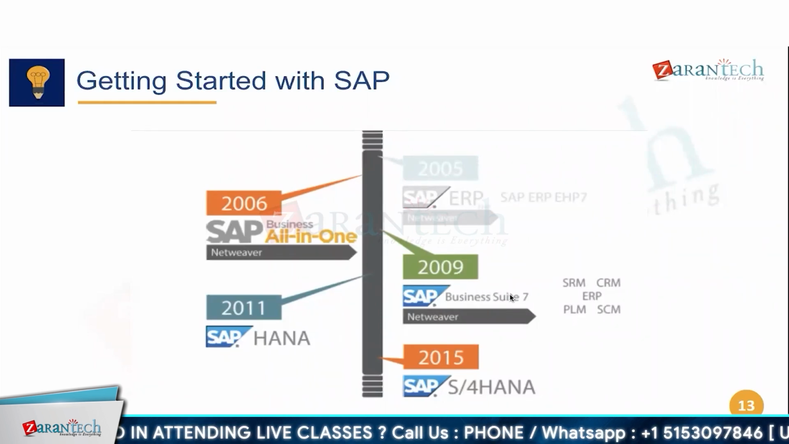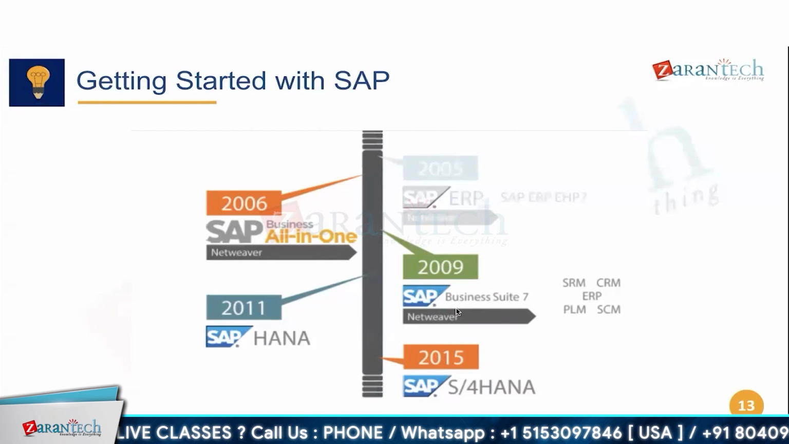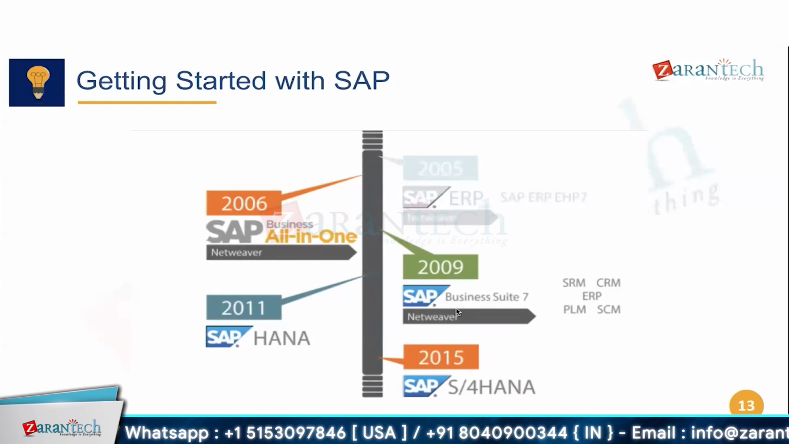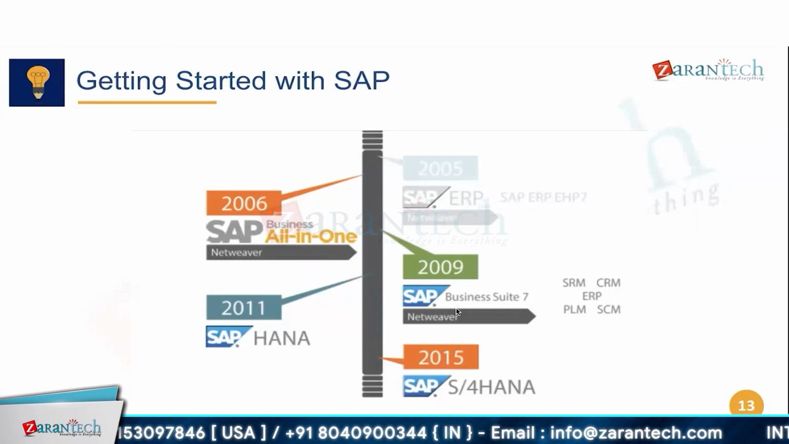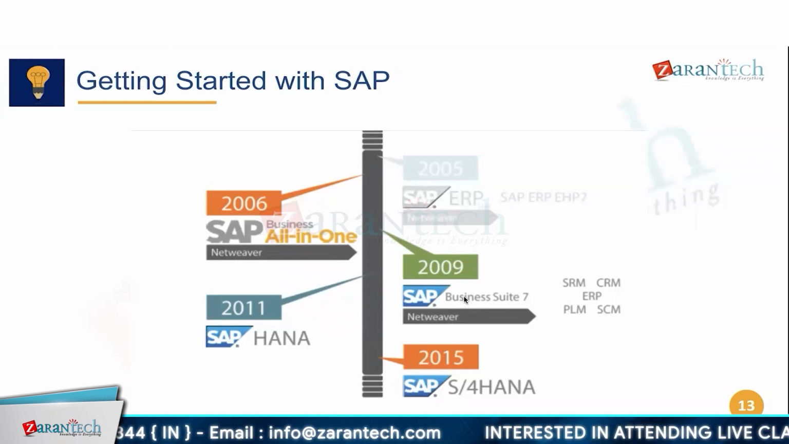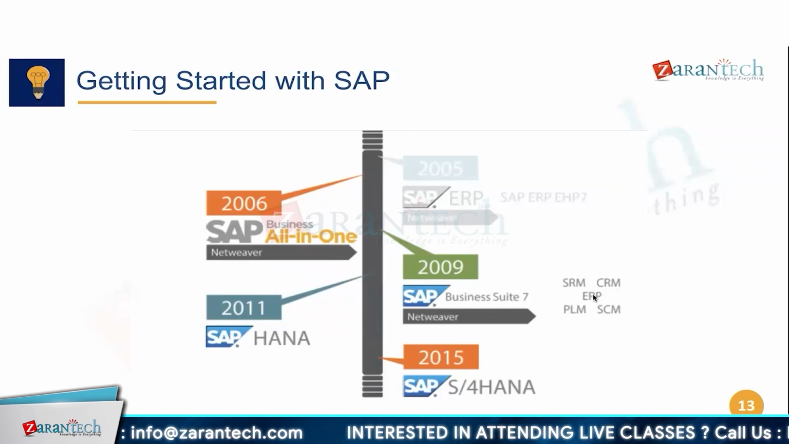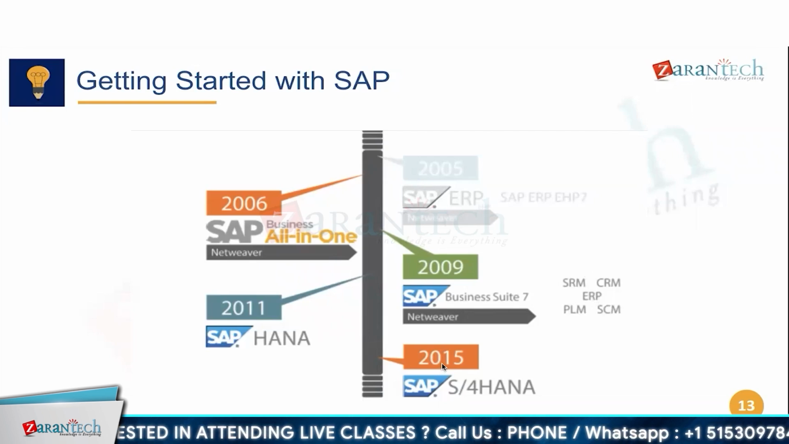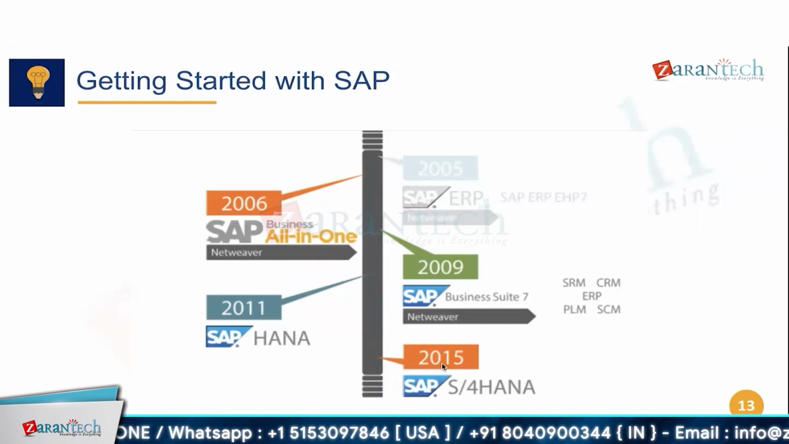On which platform did they develop this Business Suite? NetWeaver. When I say NetWeaver, you should always relate it to a platform, the NetWeaver platform. I will talk about NetWeaver in the architecture session too. On top of NetWeaver, they introduced Business Suite, which combines 5 or 6 systems. And in 2015, they came up with SAP S4HANA. We will discuss in detail what S4HANA is and how it is different from ERP, what corrections they made.